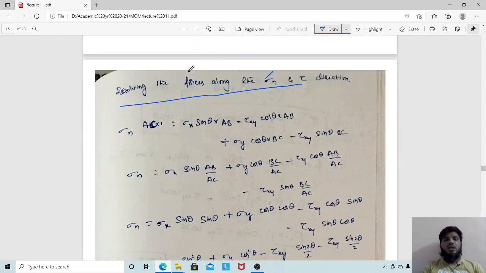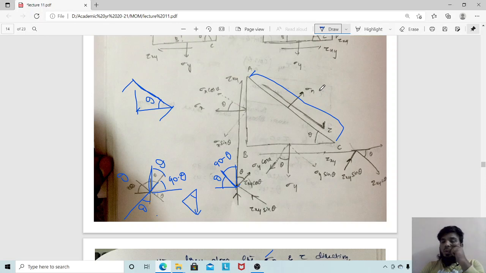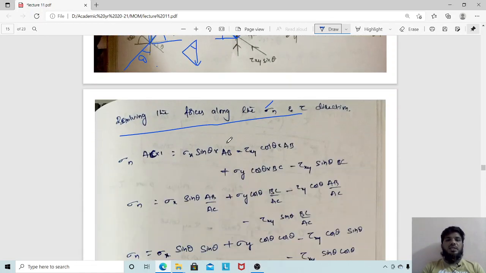Similarly, what are all the other areas we are having? Those which are in the same direction as sigma n, we should take as minus. Those which are in the opposite direction, we should take as plus when writing equal to. So see, this is in the opposite direction. This is sigma x sin theta. So this is positive sigma x sin theta, and this is acting on the area AB.